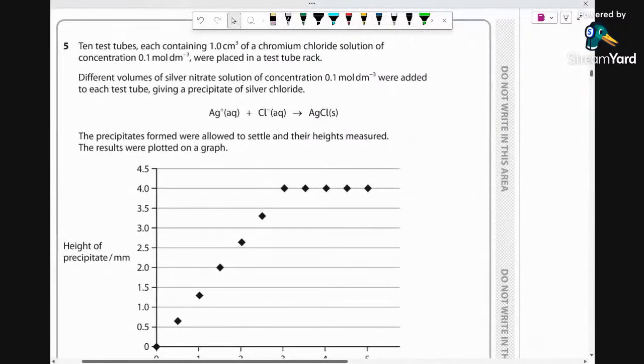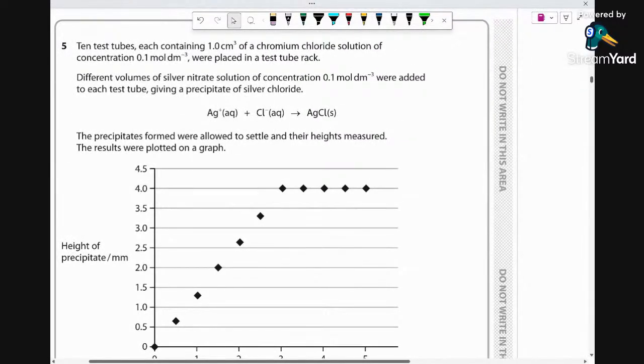Next. Ten test tubes, each containing 1 centimeter cubed of chromium chloride solution of concentration 0.1, placed into different volumes of silver nitrate solution of concentration. Oh, that's interesting. Same concentration. Were added to the test tubes, giving a precipitate of silver chloride. That seems reasonable. The precipitates formed were allowed to settle, and the heights measured.